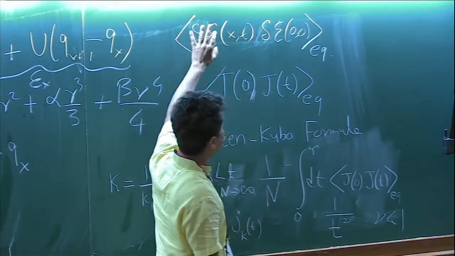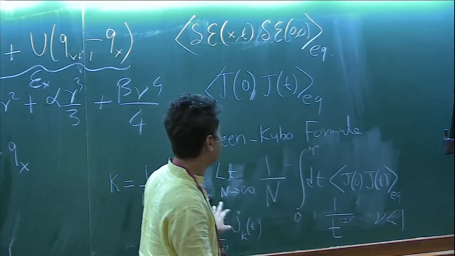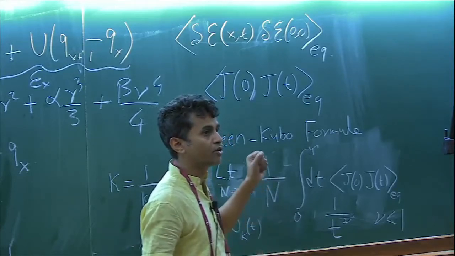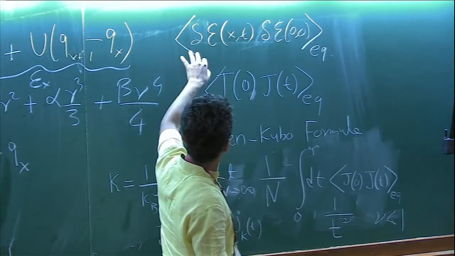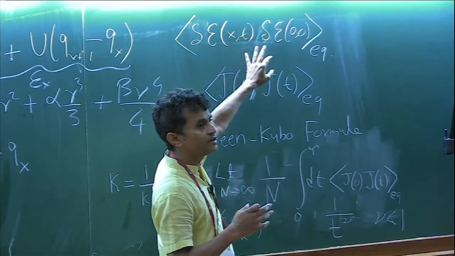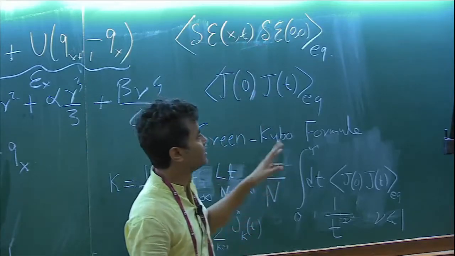There are two kinds of things you can do. One is to look at this current-current correlation and use the Green-Kubo formula to estimate exponents and so on for the non-equilibrium problem. And then you can look at this sort of correlation function, which tells you how heat pulses would spread in the non-equilibrium case.